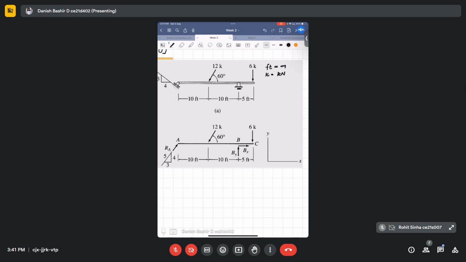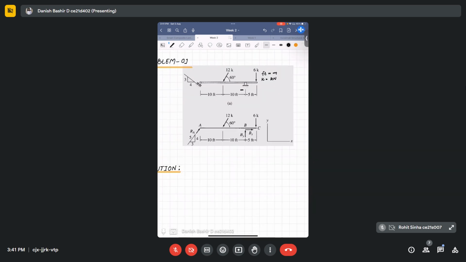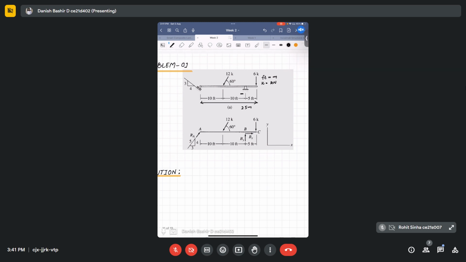These are the basic things, just consider them. So we have 15 and 25, total is 10 plus 10, a 25 meter span beam. And on one side it's like this. There is 6 kilonewton acting at the overhang side and 12 kilonewton acting at 60 degrees to the beam.